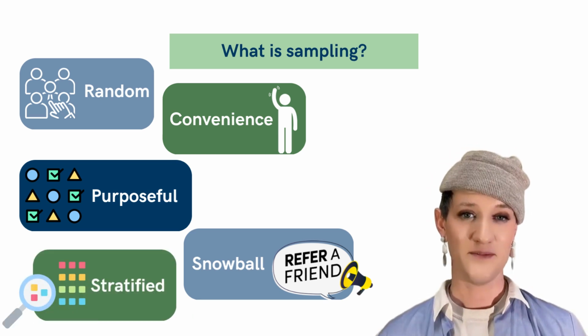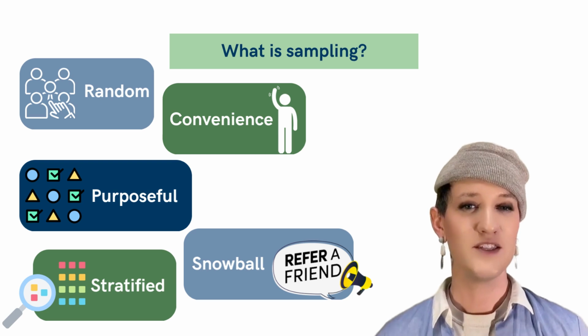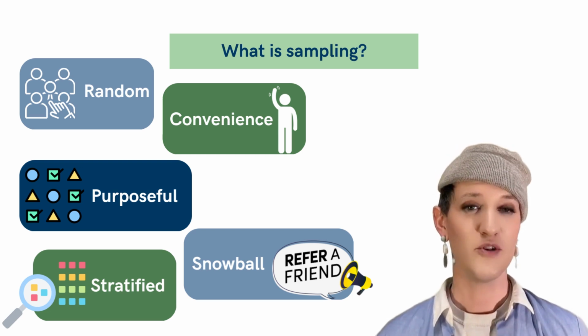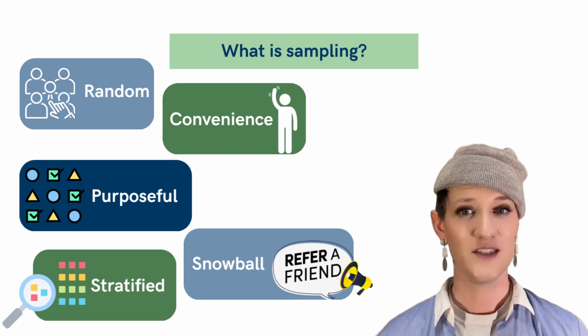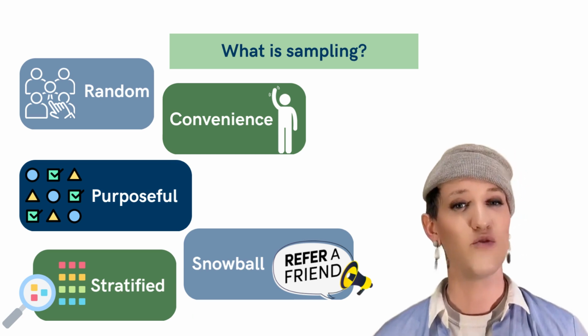Stratified sampling. The researcher makes sure certain subgroups like gender, race, or housing status are represented in the sample in proportion to the overall population.